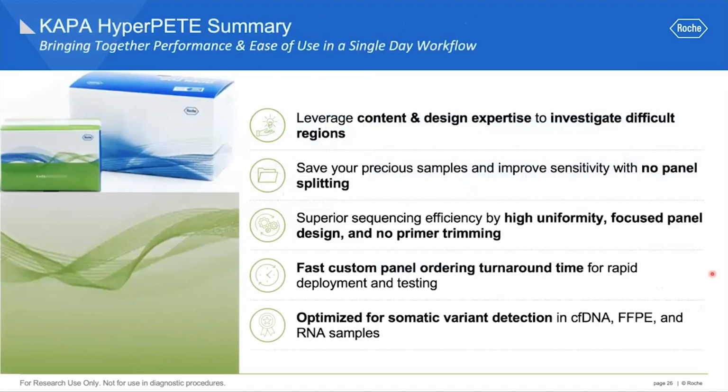So as a summary, the HyperPETE technology is leveraging Roche's content and extensive design expertise in order to investigate difficult regions of the genome. The workflow allows you to save your precious samples and improve sensitivity with no panel splitting. It provides superior sequencing efficiency with high uniformity, focused panel designs, and no primer trimming. We are going to be offering fast custom panel ordering turnaround time for rapid deployment and testing. And again, the workflow is optimized for somatic variant detection from cell-free DNA, FFPE tissue, and RNA samples.